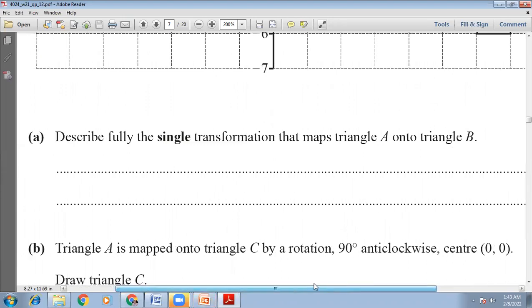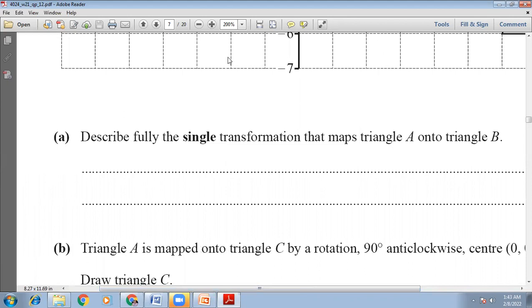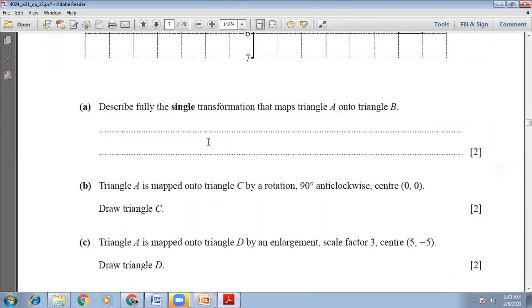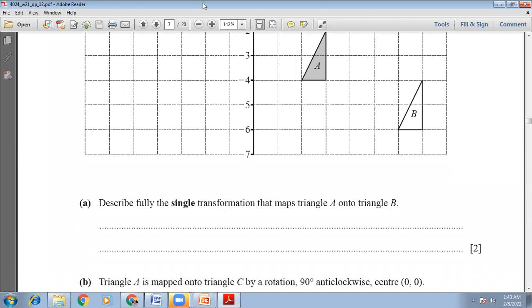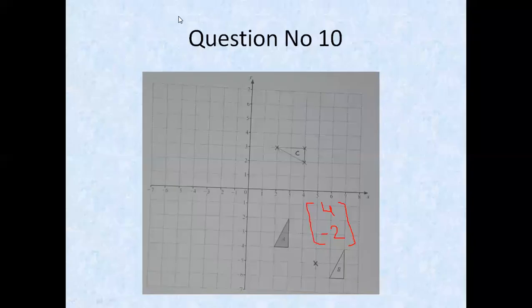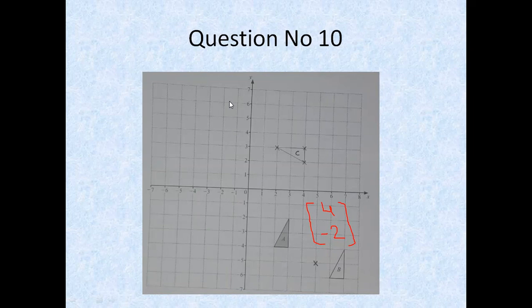We have to describe it. So the description will be that when A has moved to B, it is a translation, and the translation matrix is (4, -2).